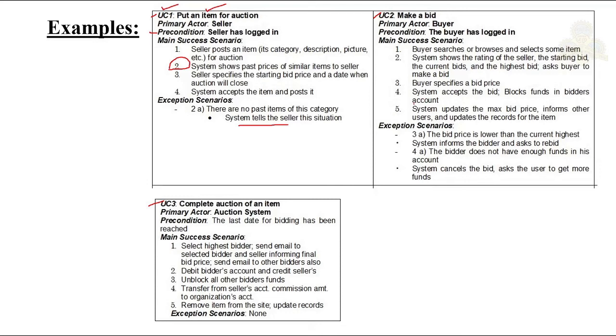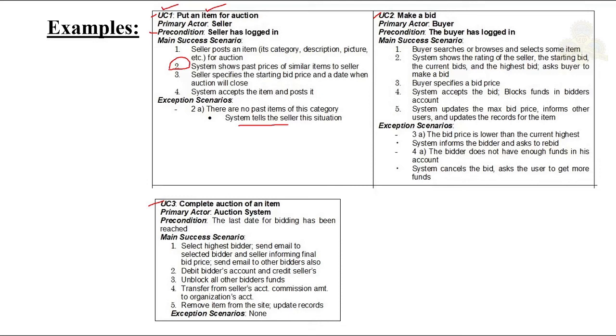Next, for the fourth point, it says the system accepts the bid and blocks funds in the bidder's account. So what if the bidder doesn't have enough funds in his account? In this case, what happens? The system cancels the bid, asks the user to get more funds and then rebid.